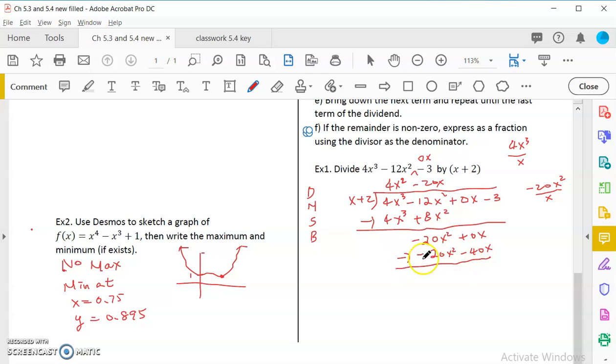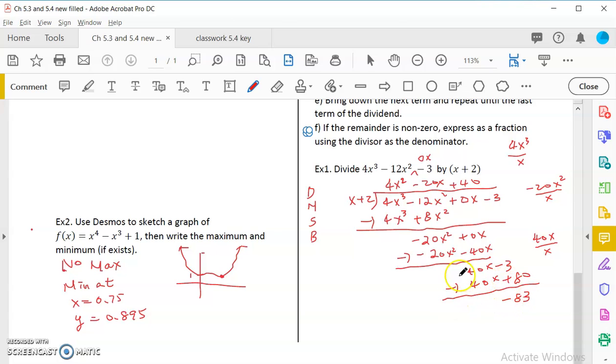The first terms always cancel because they're exactly the same. When you subtract two things exactly the same, they go away. But then you have 0x minus a negative 40x, so it becomes 40x. Then I bring down minus 3. First term over first term, so plus 40. Multiply: 40x plus 80. Subtract. Negative 3 minus 80 is negative 83.